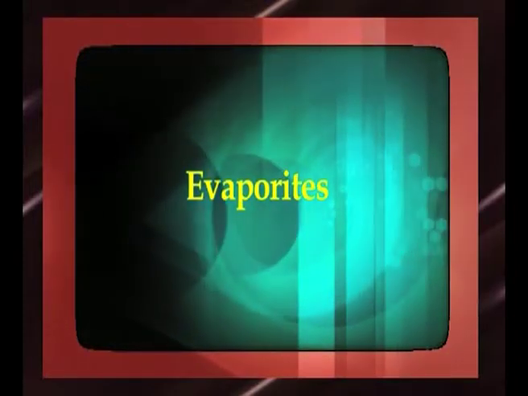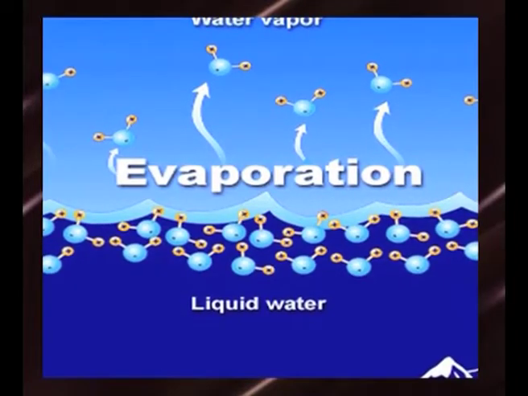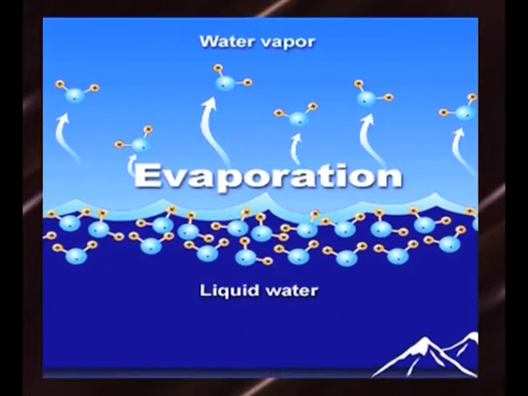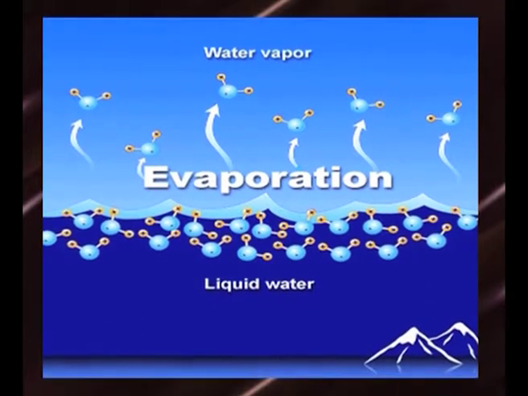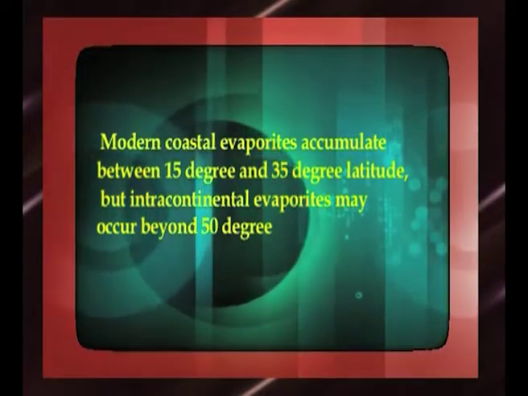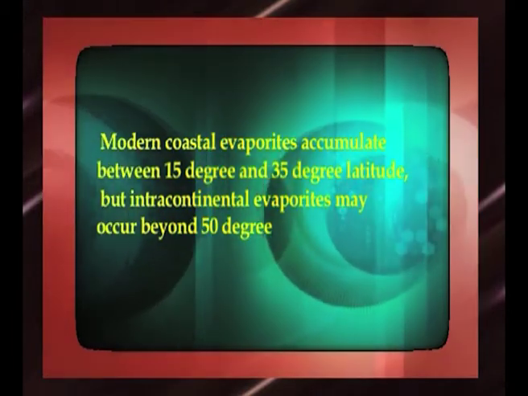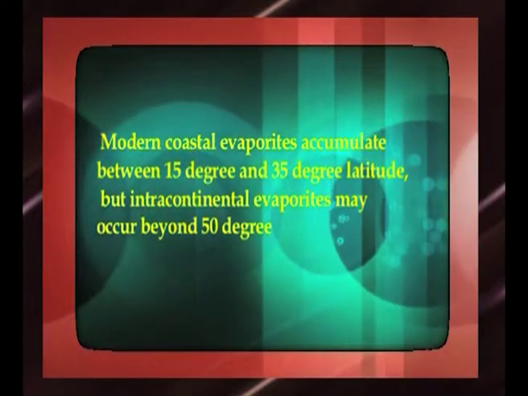Coming to evaporites, evaporite salts may form anywhere on earth where evaporation exceeds rainfall. Their preservation is controlled by the nature of the post-depositional climate, the ingress of groundwaters, and subsequent burial history. Modern coastal evaporites accumulate between 15 degrees and 35 degrees latitudes, but intracontinental evaporites may occur beyond 50 degrees, sometimes being frozen for several months in the year, so salts do not necessarily imply permanent warmth.